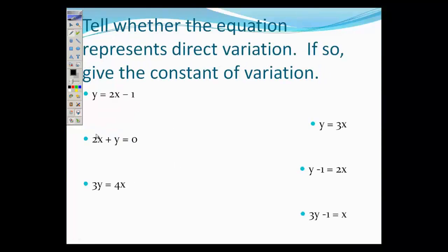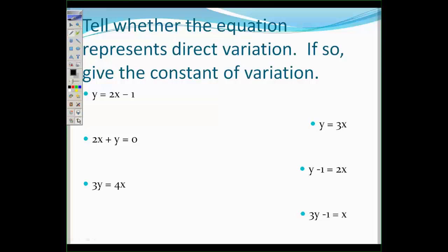Okay. I just want to do a little exercise here, and I want to know whether each problem is direct variation or not. I'll put yes if it is a direct variation. I'll put no if it is not a direct variation. So let's start at the very beginning.